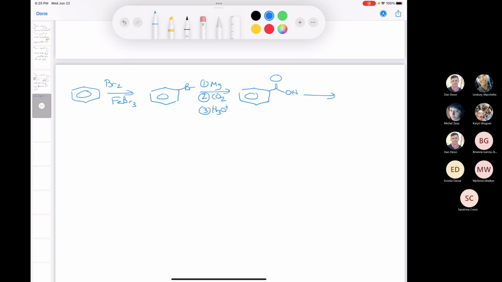Then you would treat that with thionyl chloride, followed by NH3, ammonia. That's going to give you the primary amide, so benzamide. Then you can reduce that with lithium aluminum hydride, LiAlH4, followed by H2O. And that will give you the amine as well.